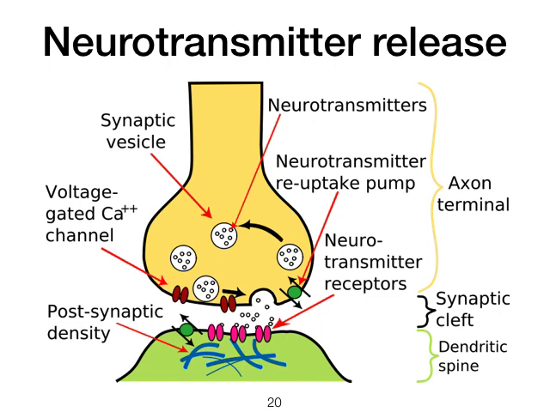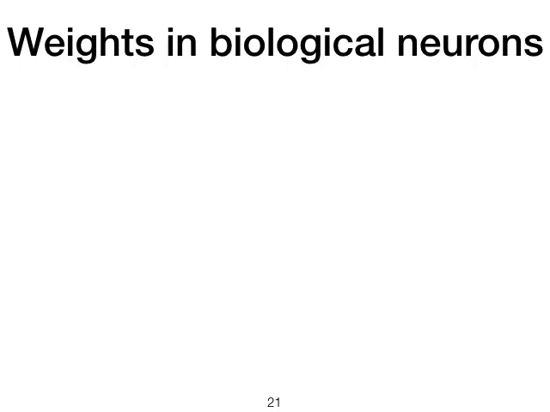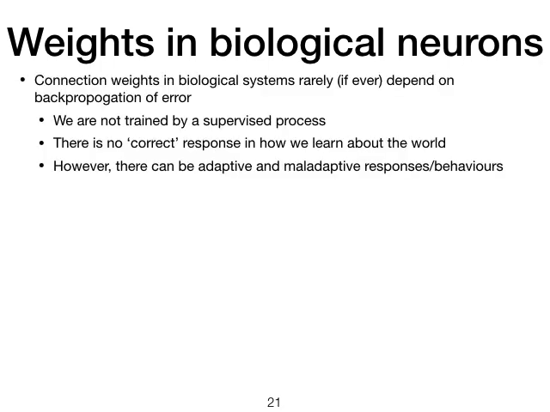Right. We're going to come on to shared weights in a minute, but how are the weights established in a system like this? Backpropagation isn't going to work in a system like this. A completely different system is involved here. Connection weights in biological systems rarely depend on anything that looks like backpropagation of error.